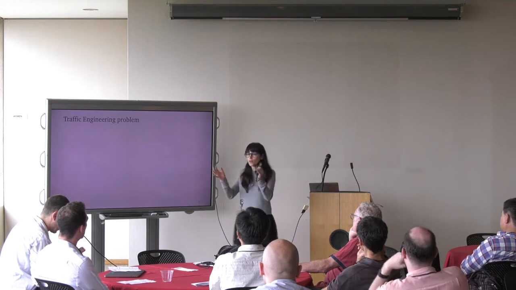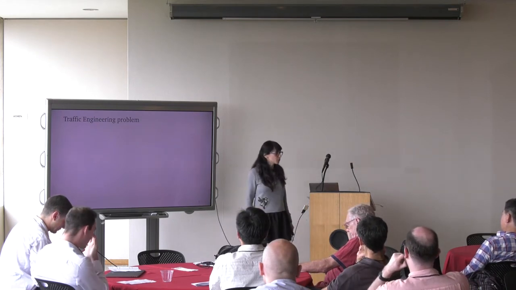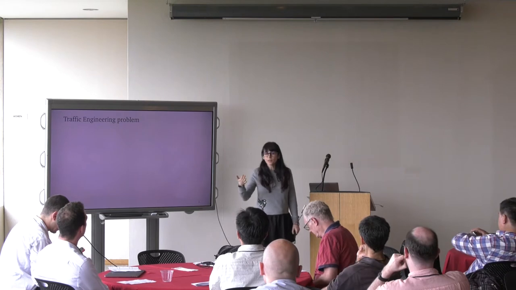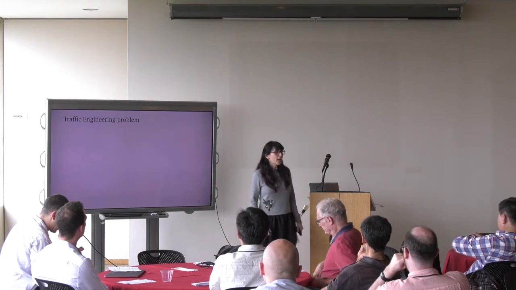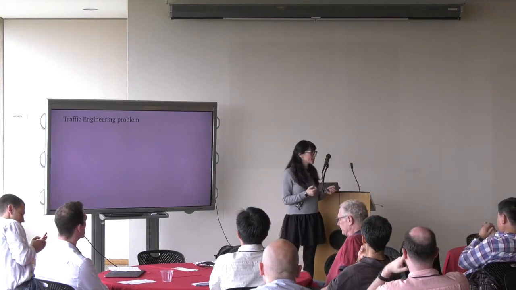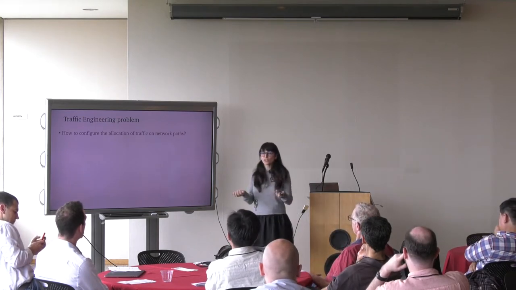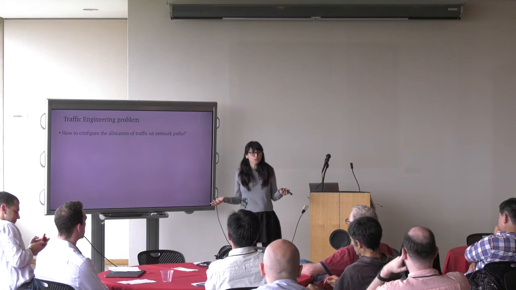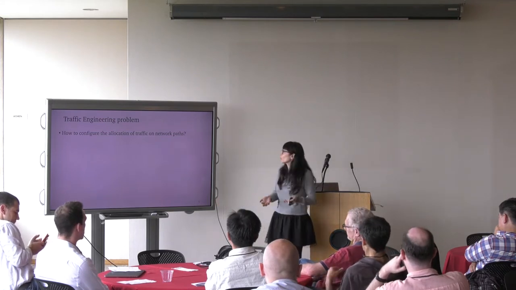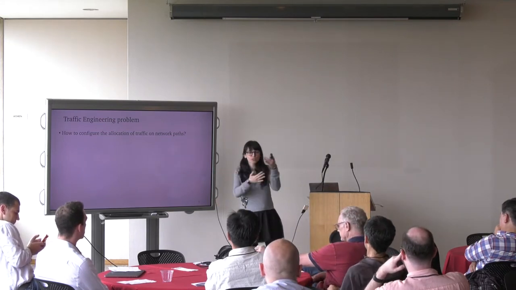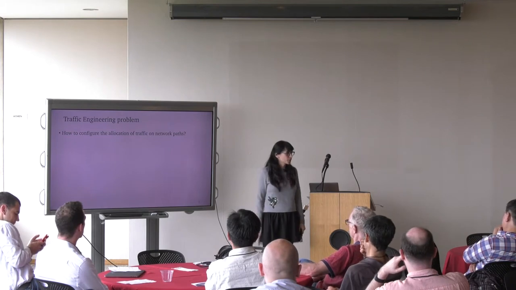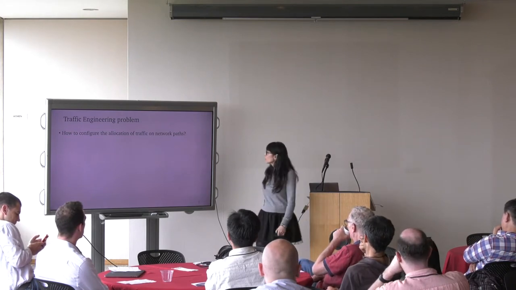So in particular, I want to zoom into the traffic engineering problem, which we've been hearing about a lot throughout the day. And I'm going to show that as one of the use cases of this probabilistic optimization method. So what is the traffic engineering problem? It's a classical networking problem. The question is, how do you configure the allocation of traffic on different networking paths? So you have a network. You want to configure traffic on it.